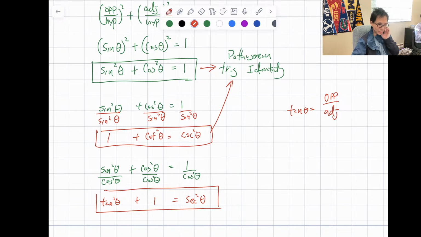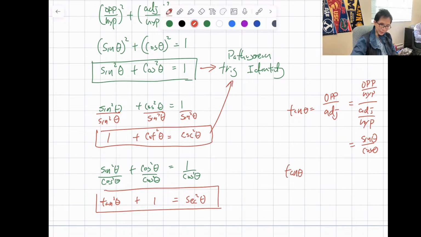Now, can I say that's opposite over hypotenuse over adjacent over hypotenuse? Because I can divide by hypotenuse top and bottom. And that is going to give me sine of theta over cosine theta. That's actually the first time people ask me that question. That's a great question. So tangent of theta is equal to sine theta over cosine theta. Same thing, cotangent of theta is equal to cosine theta over sine theta.